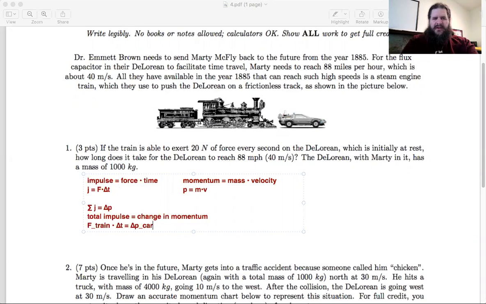So we can replace delta P car with change in mass times velocity of the car. Also, the mass of the car is presumably not changing, so we can factor that out of the delta. And just say change in momentum is mass times change in velocity. And that's going to just be final minus initial.